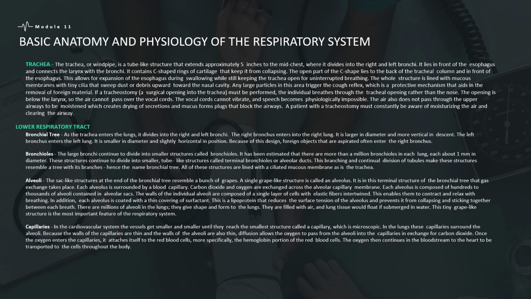Capillaries. In the cardiovascular system, the vessels get smaller and smaller until they reach the smallest structure called a capillary. This is microscopic. In the lungs, these capillaries surround the alveoli. Because the walls of the capillaries are thin, and the walls of the alveoli are also thin, diffusion allows the oxygen to pass from the alveoli into the capillaries in an exchange for carbon dioxide.